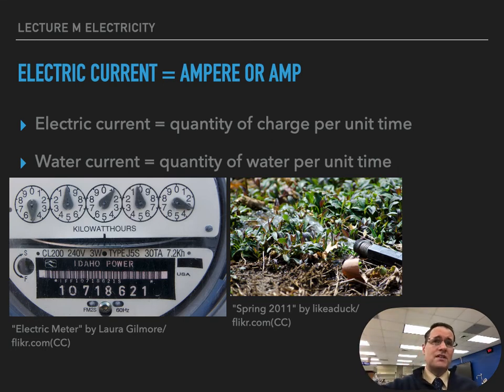Now, what's interesting is if you turn off all the lights in your house, you turn off the oven, you don't use your hair dryer or anything, nobody's using anything in the house, you can actually see this disc still turning, and we call this phantom current.